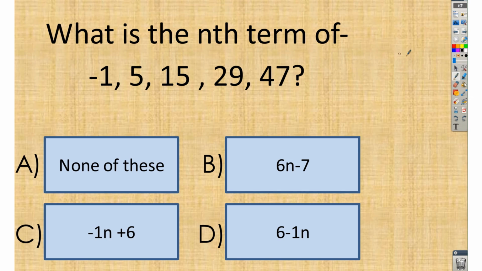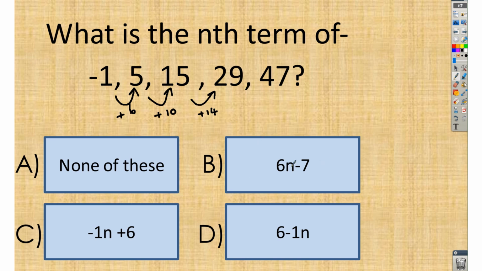Okay, so let's have a look then. So the sequence goes -1, 5. If we have a look at what is happening from here to here, we are adding 6. Have a look what's happening to go from 5 to 15, we are adding 10. If we continue, 15 to 29, we are adding 14. So this sequence here is not a linear sequence. The reason it's not a linear sequence is that we're not going up by the same quantity each time.